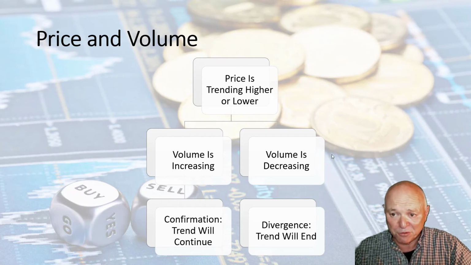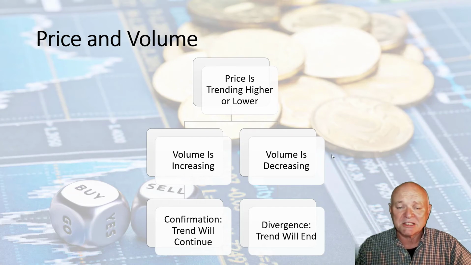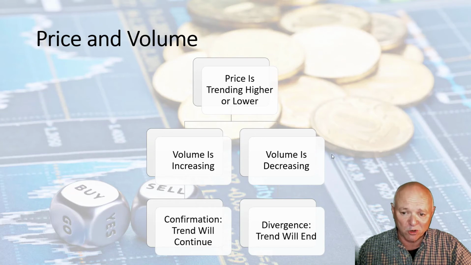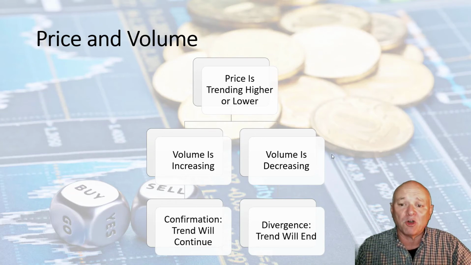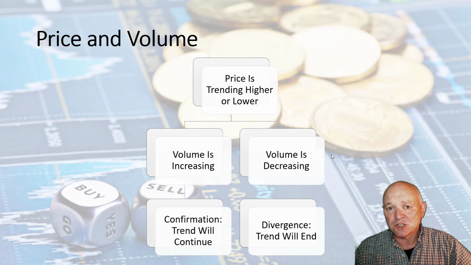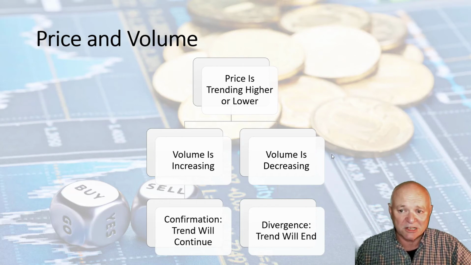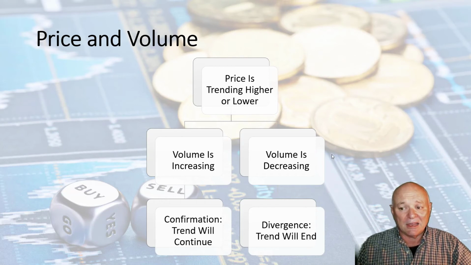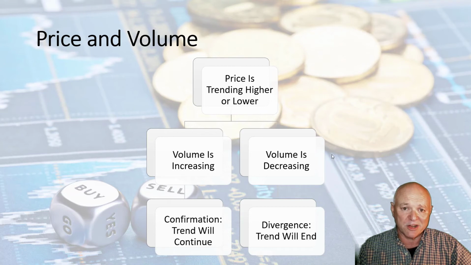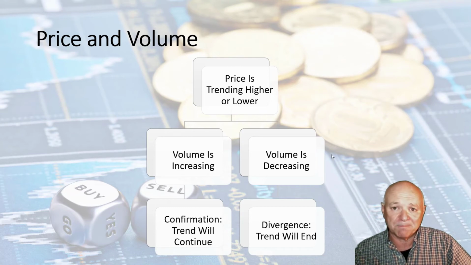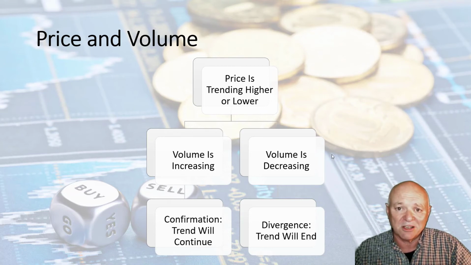For example, if we're looking at whether or not a price is trending, either higher or lower, if price is trending upwards or downwards and its volume is increasing, there's an indication that the trend is going to continue. If the volume is decreasing, whether it's going up or down, it looks like that particular trend is going to end. We're moving towards some kind of a divergence or a change in direction.